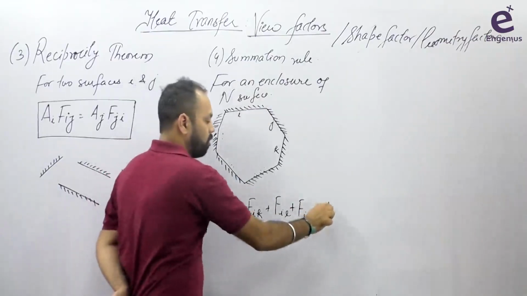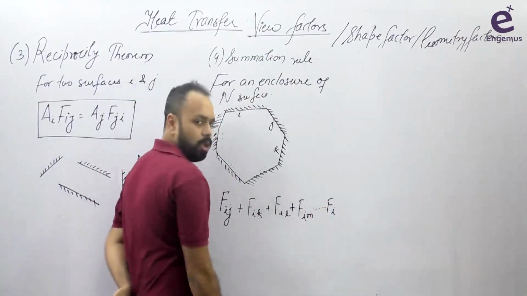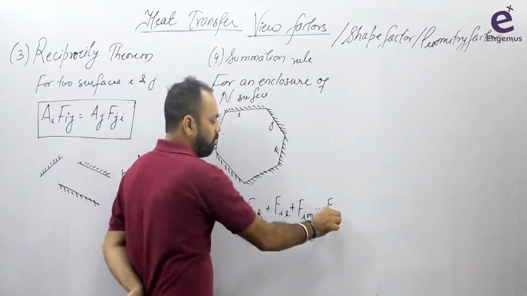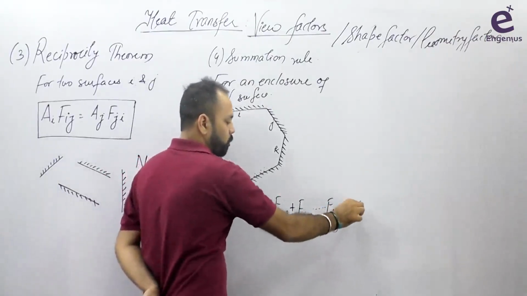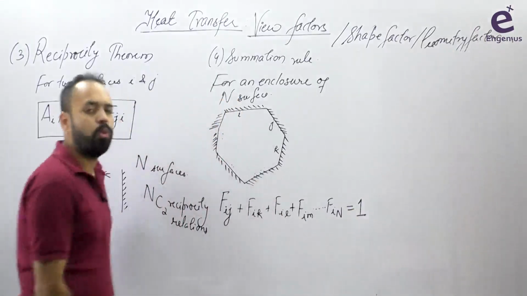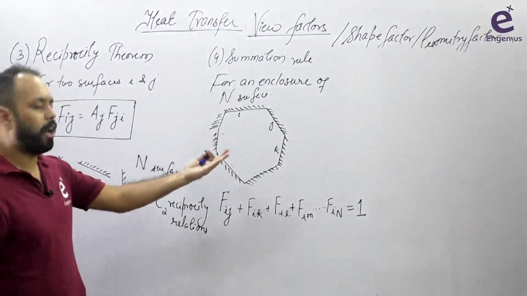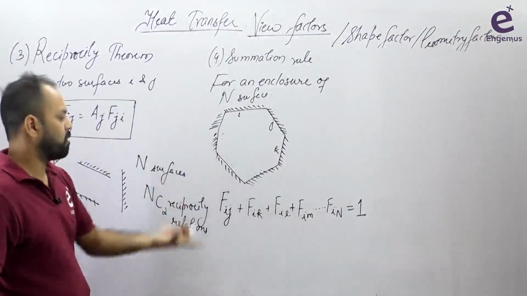Suppose I have total n surfaces. So the fraction of radiation leaving surface I and reaching surface n, all of that must be equal to 1. 0 या 1? 1, because the sum of the fractions of all the radiations leaving surface I must be equal to 1.